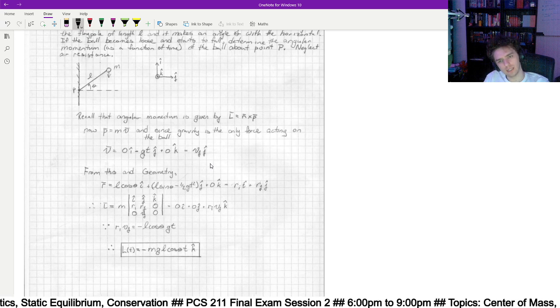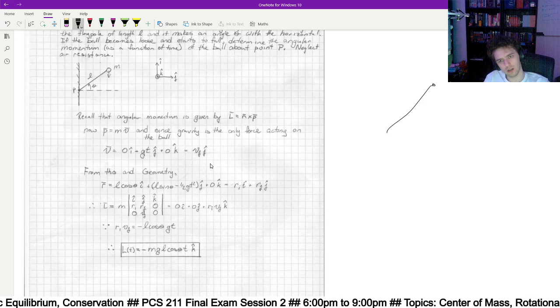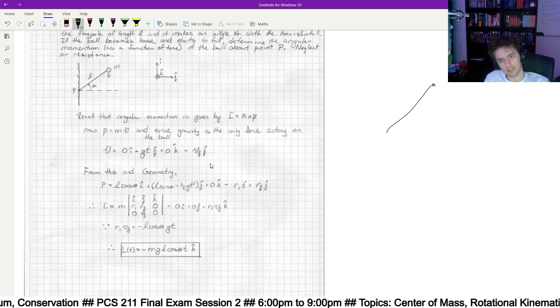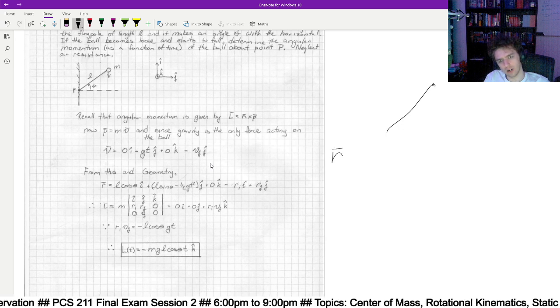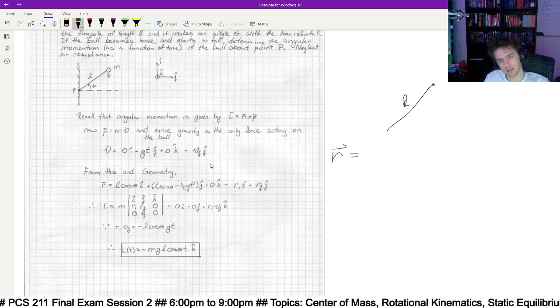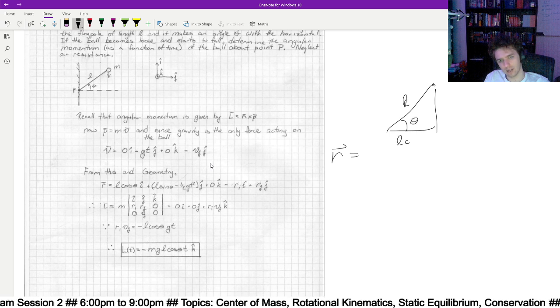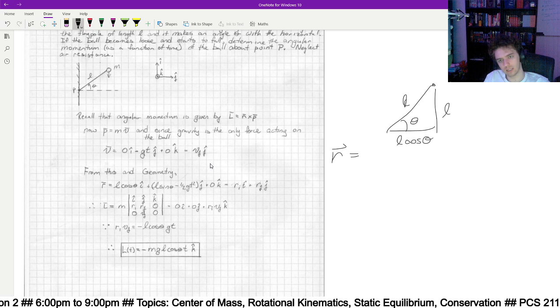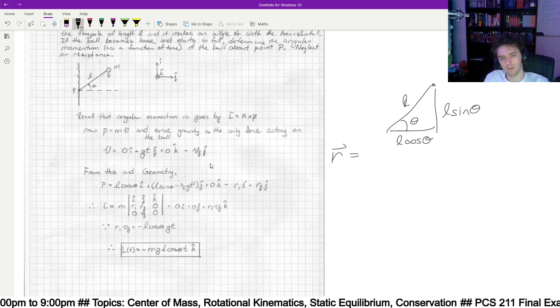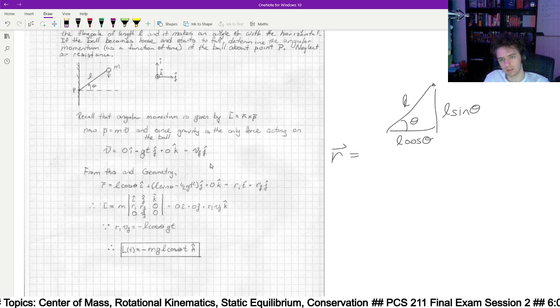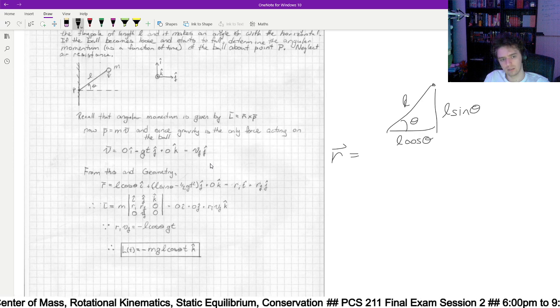My problem is that, at the initial condition, if this is L and this is theta, then R is L cos theta and this is L sine theta. But not at any time after. It's not L anymore. Over time, the L changes.